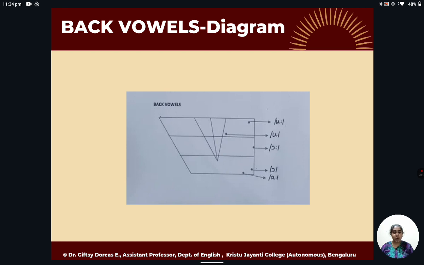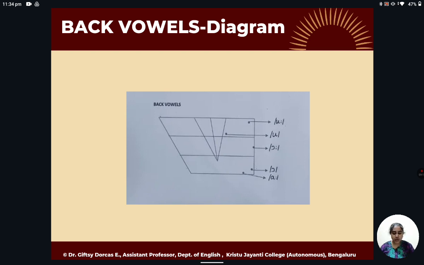Next we have the long O sound. So the long O sound is described as a back rounded vowel between the half open and the half closed position. So this vowel sound occurs initially, medially and finally in the words ought, bought and law.